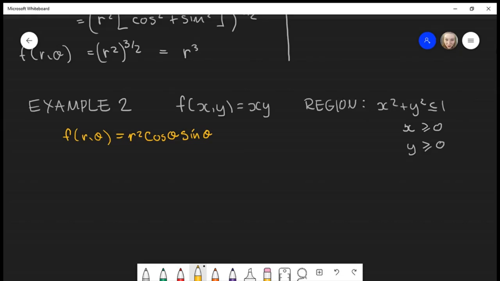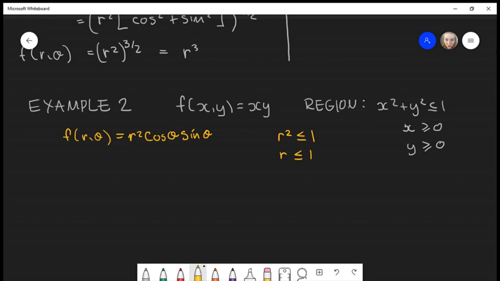Now we've converted the function, we also need to convert the region because you can't convert one without the other. For this, I'm going to sub in the identities. x squared plus y squared is r squared. Therefore, r squared is smaller than or equal to 1. Then when we square root this, the square root of 1 is 1. We have the first region.